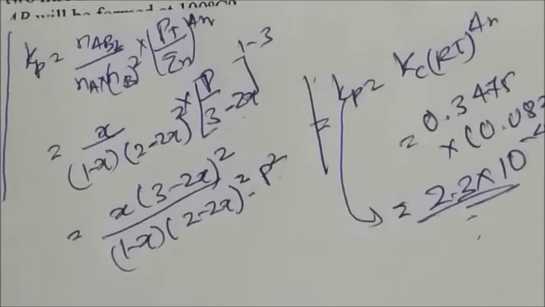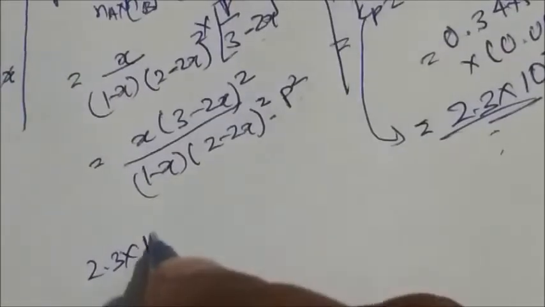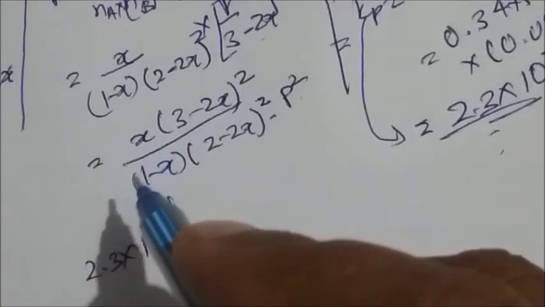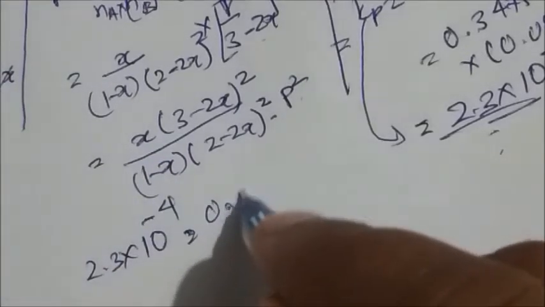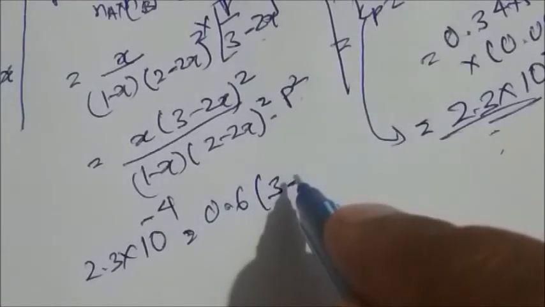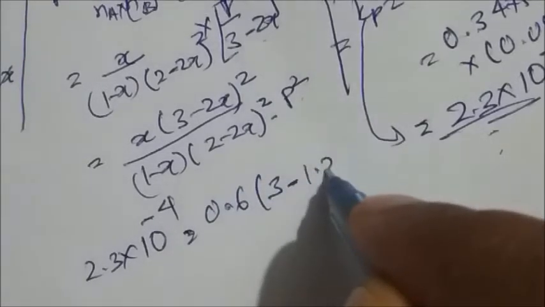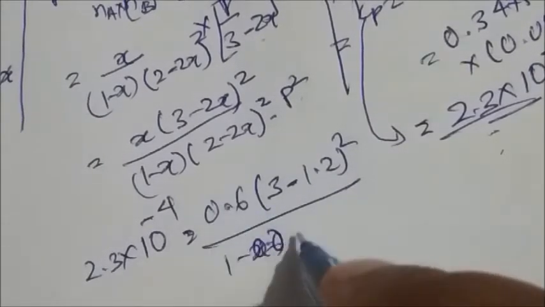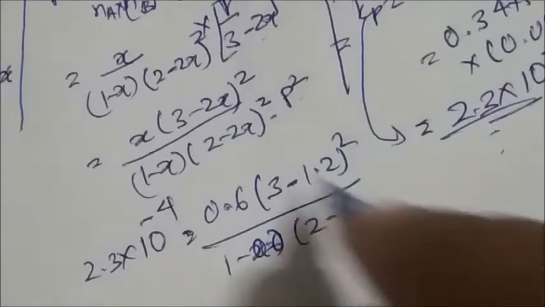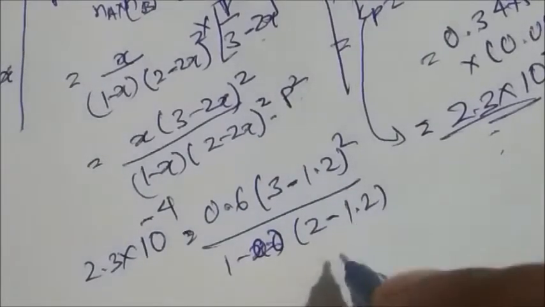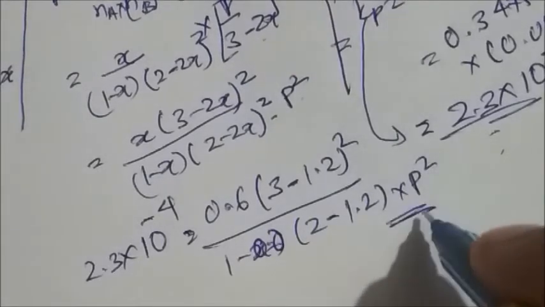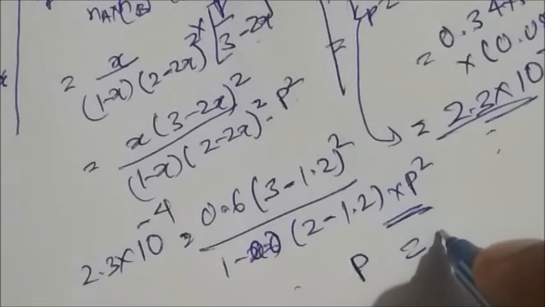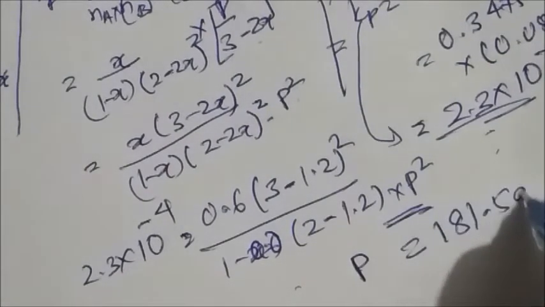So now Kp is 2.3 into 10 to the power minus 4, and x they have given as 60%. If you remember, 60% is 0.6. This becomes (3 minus 6 into 2, 1.2) whole square, divided by (1 minus x, which is 1 minus 0.6), this will be 2 minus, this will be 0.6 into 1.2, multiplied by p square. We have to find p square. Now we can find p square. So on solving, p will be equal to 181.5 atm.